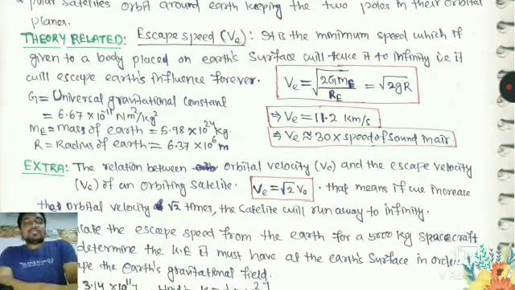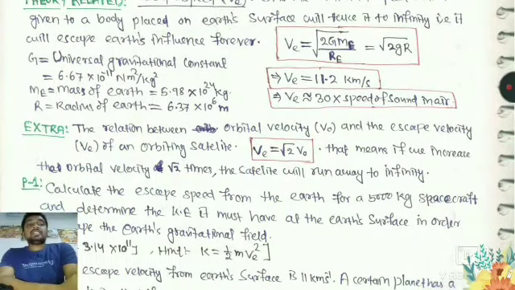The velocity with which it must be projected is root of 2GM_e by r, or root of 2gR. Capital G is the universal gravitational constant, whose value is 6.67 times 10 to the minus 11 Newton meter square per kg square. The mass of Earth is 5.98 times 10 to the 24 kg, and the radius of Earth you know.